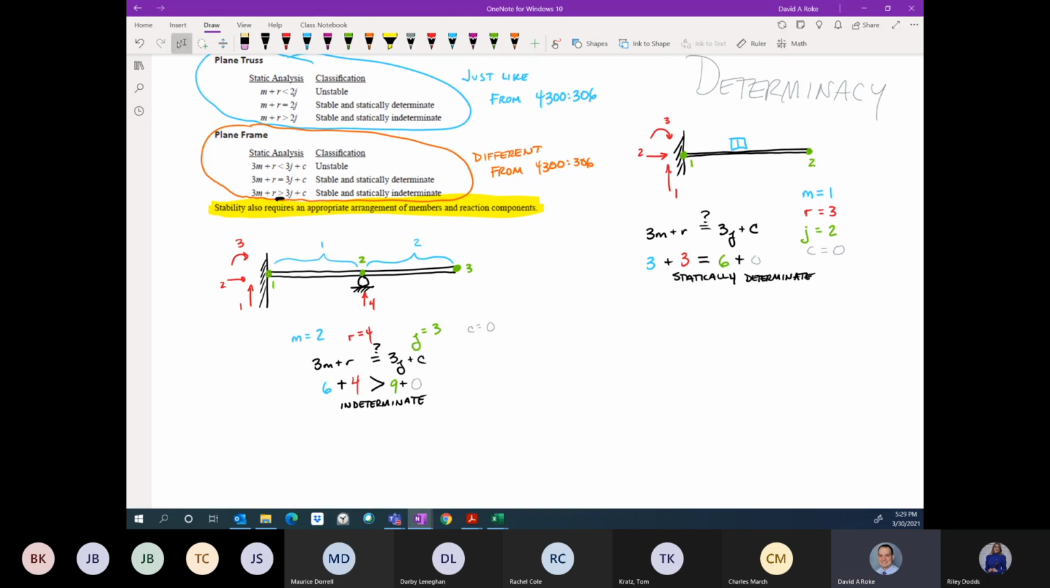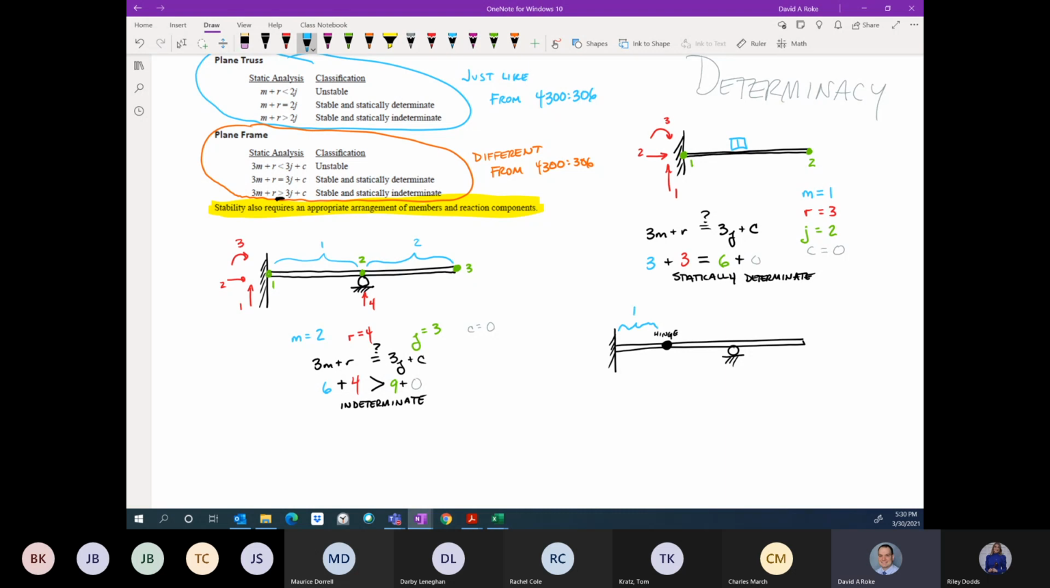The last aspect here, just to bring this back in and show you what C does. Take that same propped cantilever, but now I'm going to put a hinge on it. And we're going to look at this again. We're going to go M, R, J, C. It's going to be fun. So here's M.